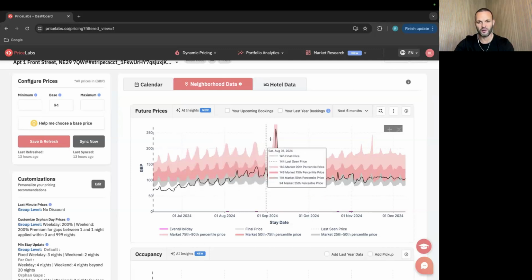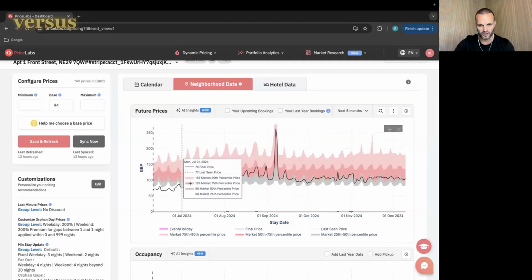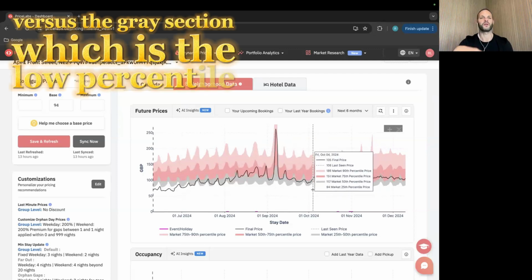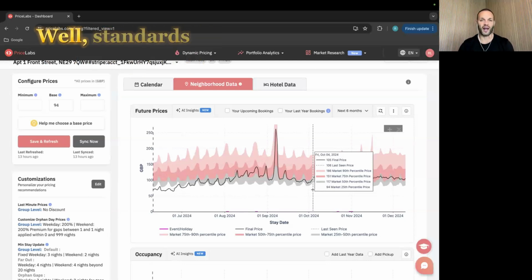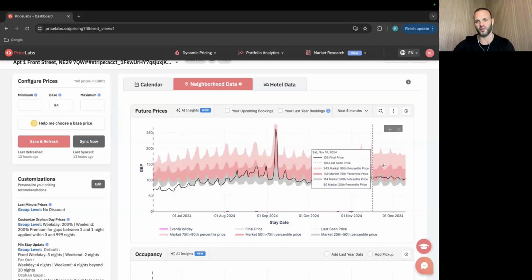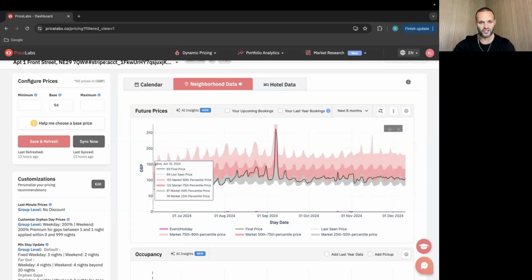And as you can see here, the prices are much higher and fluctuating versus the gray section, which is the low percentile. Now, why would you be in a different price range for the same type of property? Well, standards for one, experience is another, type of portfolio, type of brand. There's so many different reasons why someone might be competing at the 25th to 50th percentile when you're competing in the 75th to 90th percentile price range. But you really want to be trying to maximize how much you can make from your portfolio, so you want to be doing everything to try and fit within this percentile. And then it's going to give you a good idea here.